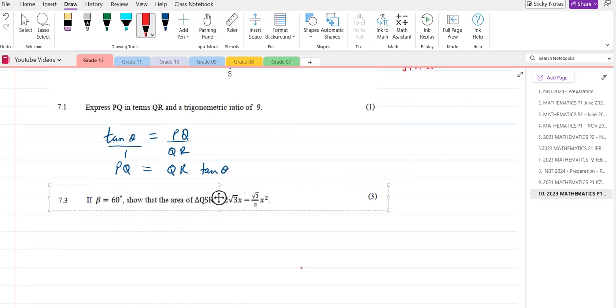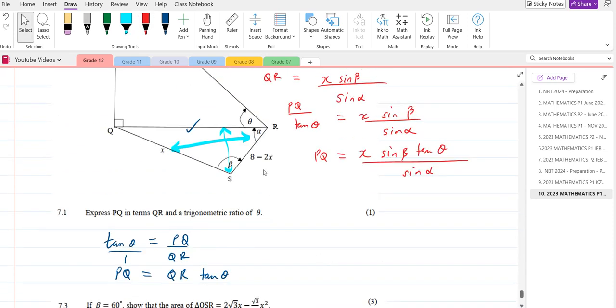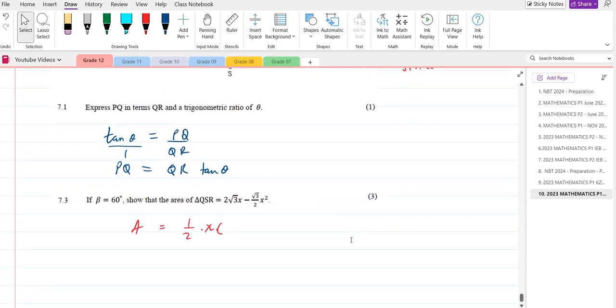So half x into 8 minus 2x, sine 60 degrees. Remember, for the area rule we have something like this. We've got this side given, that side given, and the angle given. So multiply the two sides, sine of the angle, and multiply by half. So half times the product of the two sides, sine of the angle.